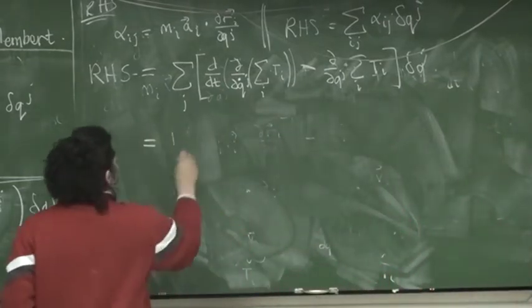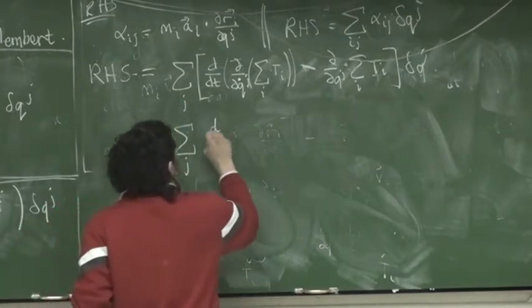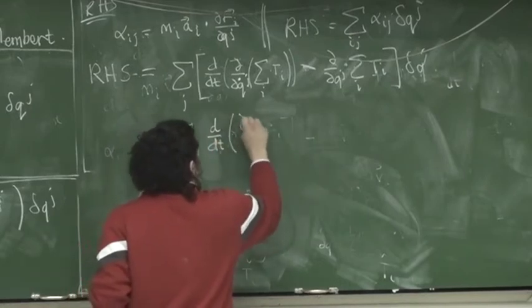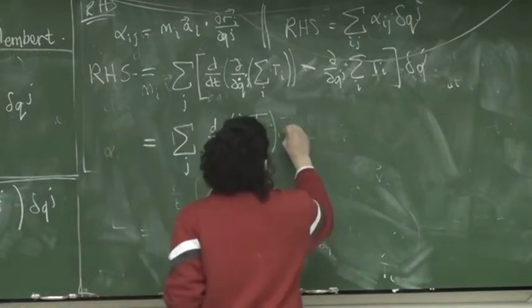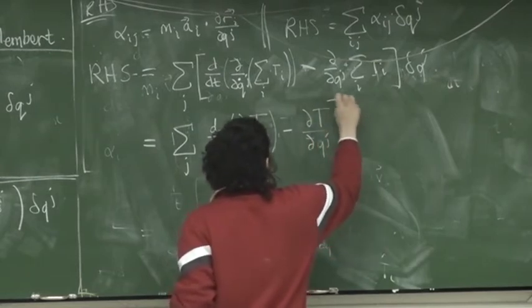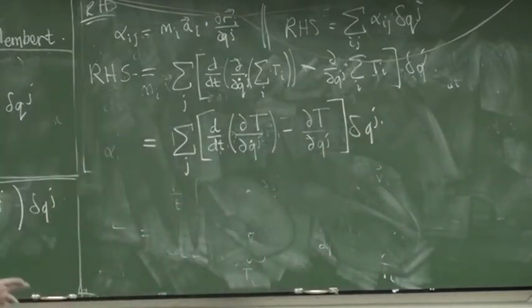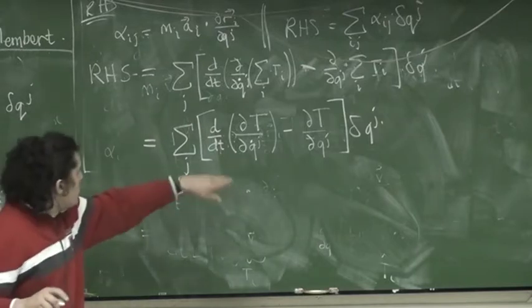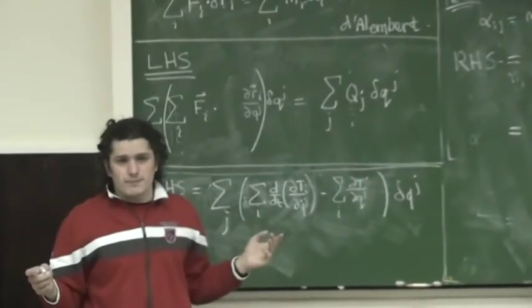So we write this as the sum over j of d by dt del T by del qj dot, minus del T by del qj, times delta qj. Right, so that was quite a lot of ingenuity that went into transforming that right-hand side. We used a few identities, we did a few little tricks, but now it's done. We've got a transformed right-hand side, we've got a transformed left-hand side. We can equate them, right?